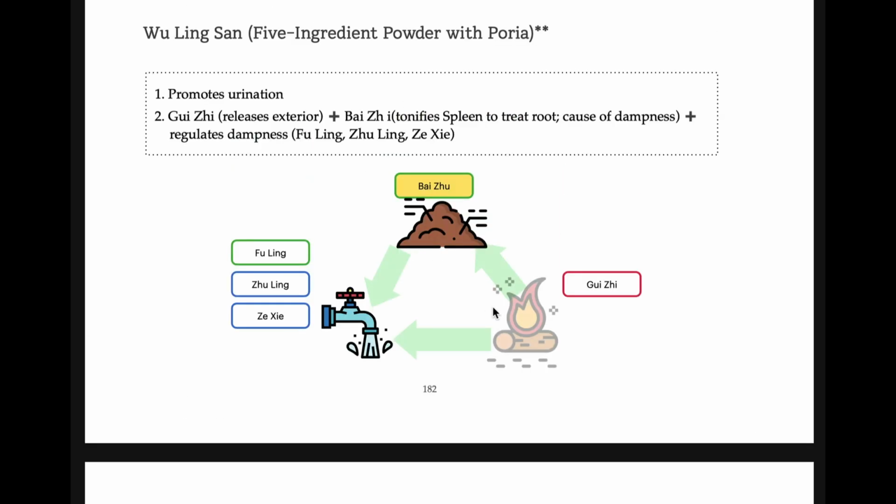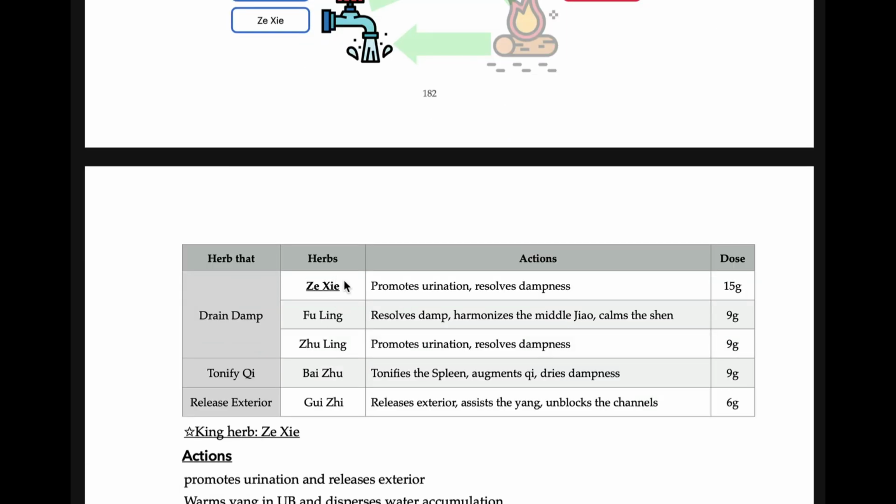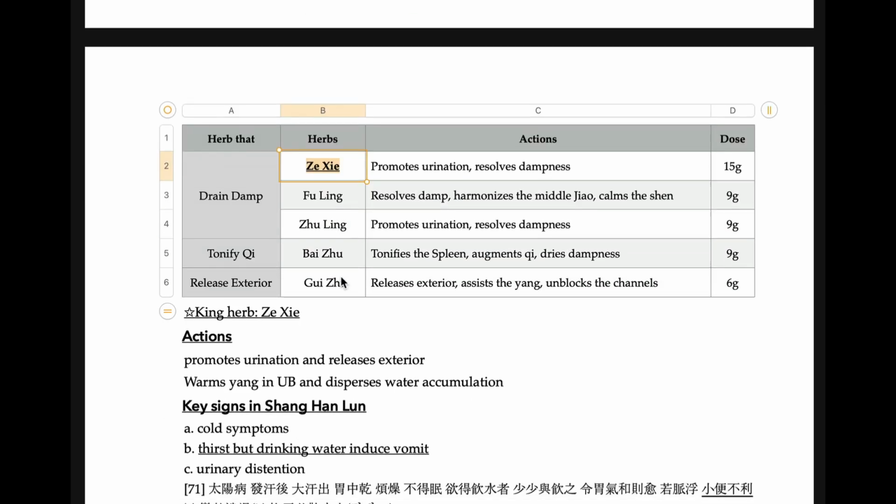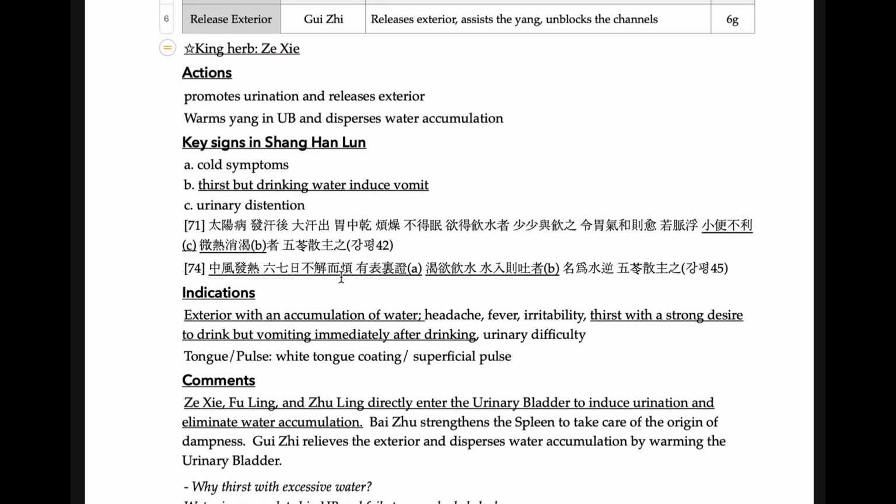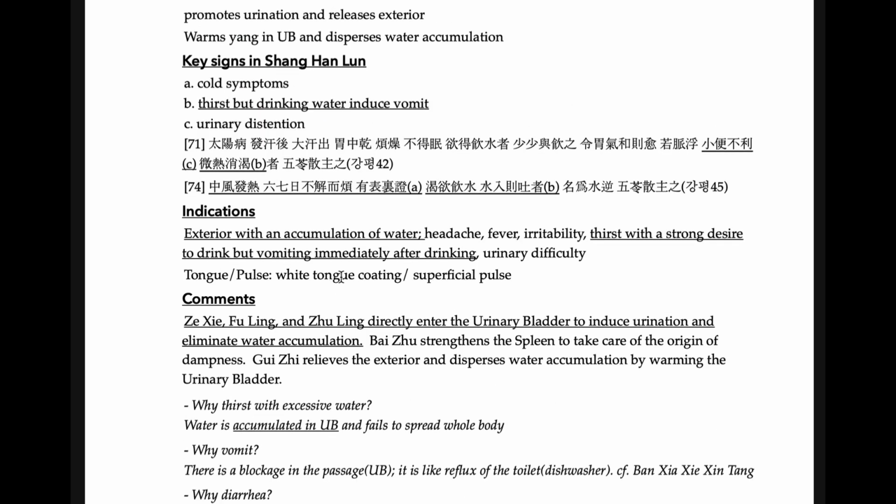And Ulingsan also has heat signs, so cold-like symptoms. This formula belongs to Taiyang symptoms, and Taiyang symptoms include fever, so it treats feverish symptoms too. And Zexie is the king herb. Remember this one too, because it is not that intuitive. It is easier to answer with fooling. But Zexie is the king herb, and it treats urinary symptoms with exterior symptoms, so it treats fever. Remember this one is a Taiyang medicine. So Taiyang includes fever.